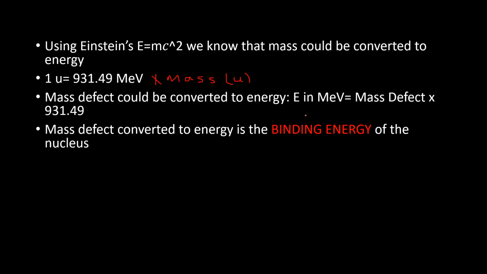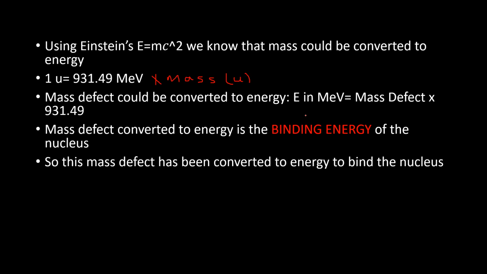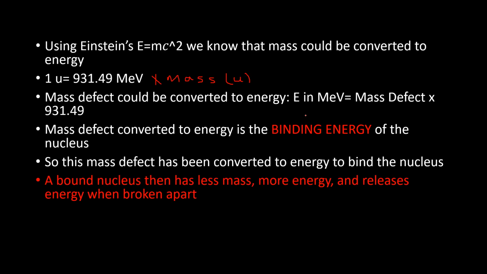So when the nucleons, the protons and neutrons, bind to make a nucleus, mass is converted into energy to bind this nucleus together. So we lose mass to get energy to bind the nucleus. Now the nucleus has less mass, more energy, and releases energy when broken apart.